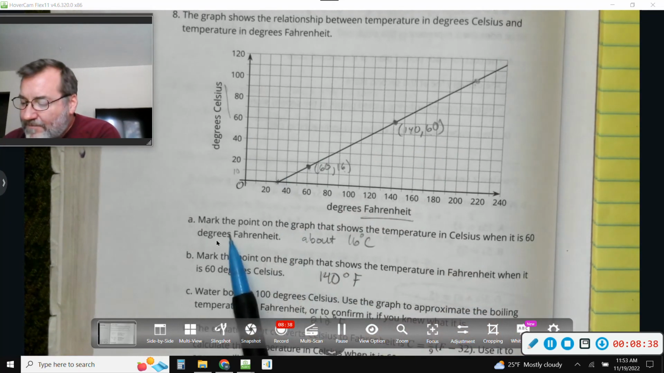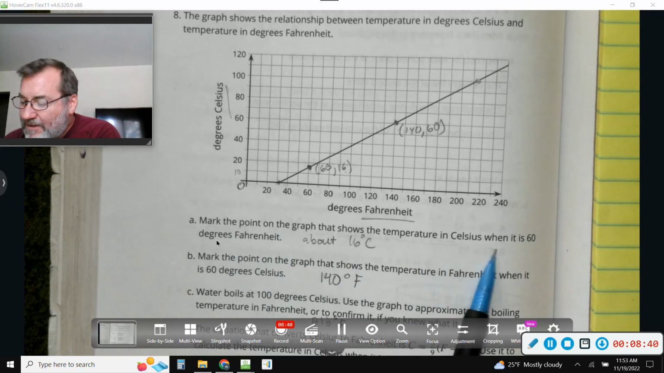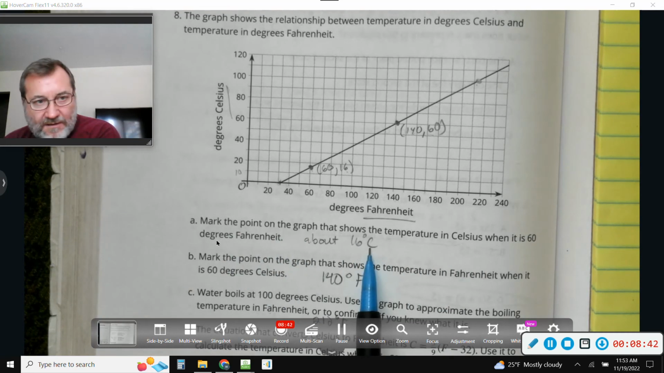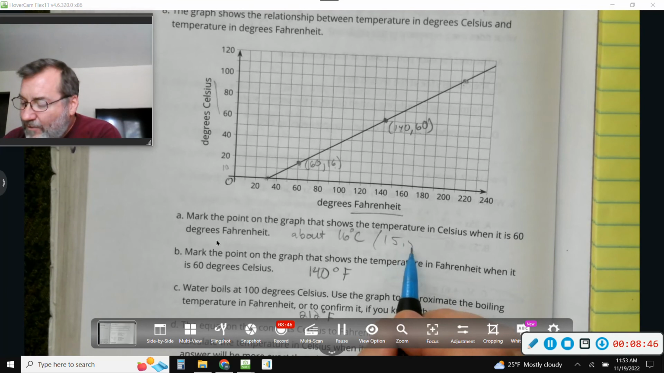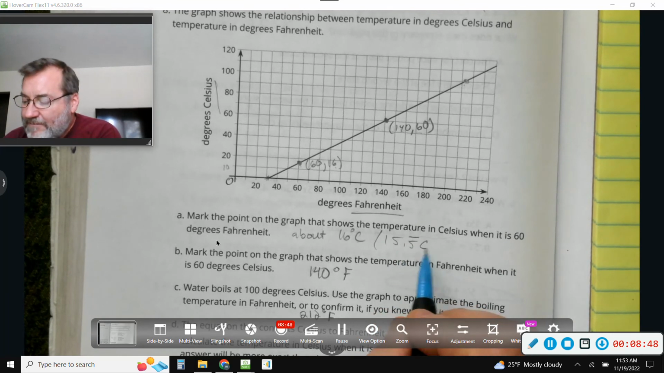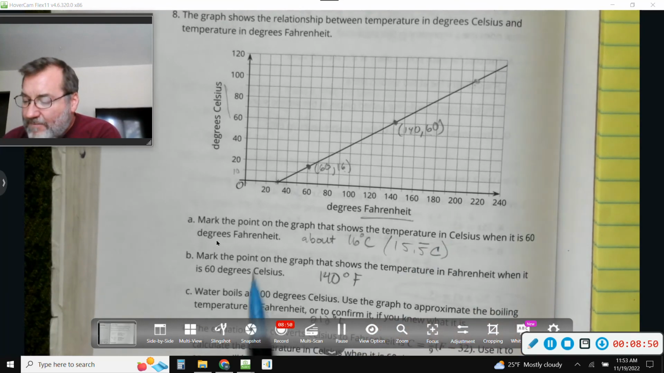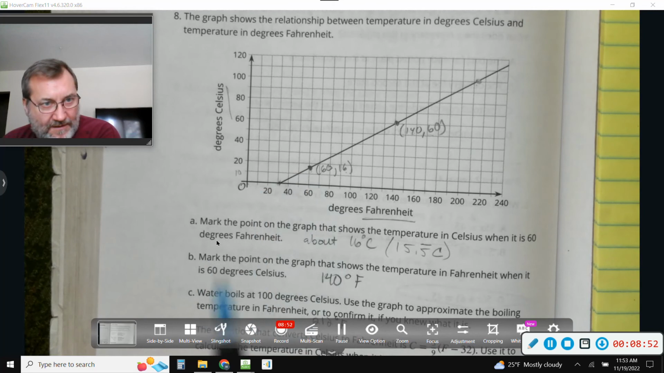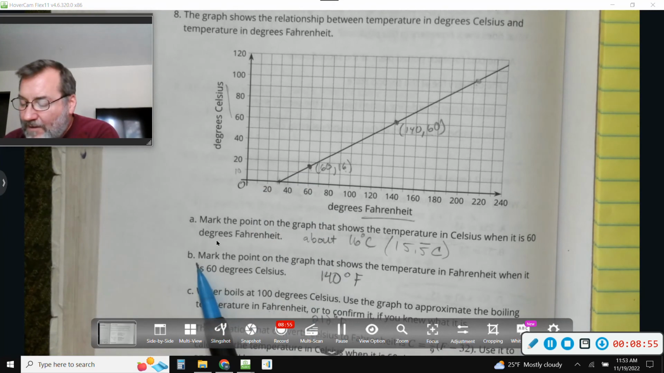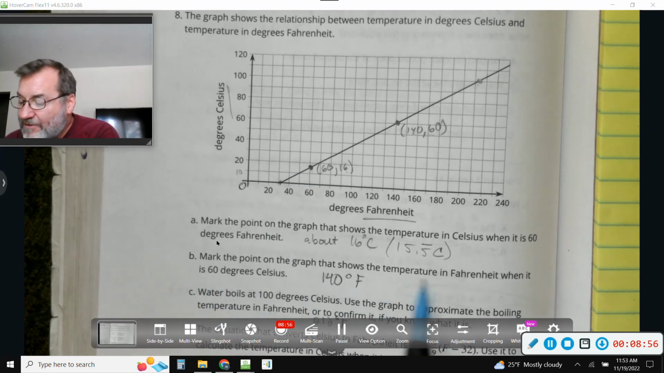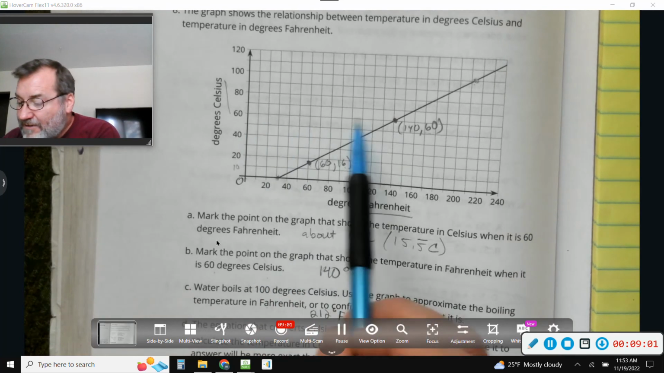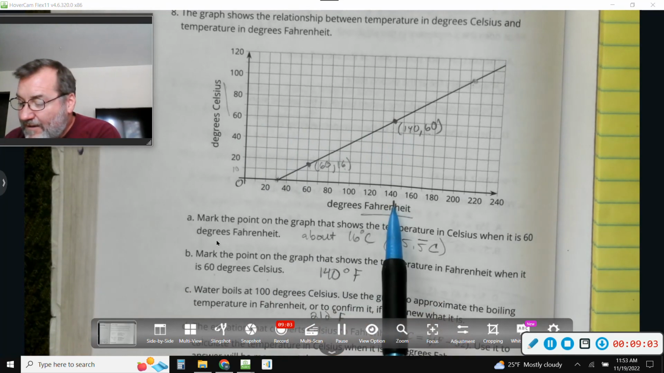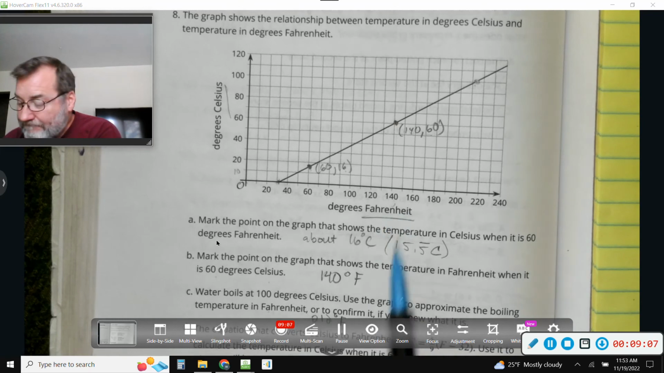So let's see. Mark the point on the graph that shows the Celsius when it's 60 Fahrenheit. It's about 16 degrees. It's actually, in true form, 15.5 repeating Celsius. But they just want you to use the graph to find it in this case, not algebra. B, mark the point on the graph that shows the temperature in Fahrenheit when it's 60 degrees Celsius. So at 60 degrees Celsius, you come over and then you come down, and it's 140 degrees Celsius. Or excuse me, 140 degrees Fahrenheit.